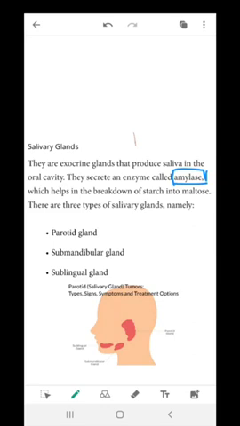There are 3 types of salivary glands, namely parotid gland, submandibular gland, sublingual gland. Is it clear, students? Parotid gland, submandibular gland, sublingual gland. 2 glands are present just under the jaw and 1 on the palate. Parotid gland is present here around the palate and the remaining 2 are present at the jaw.